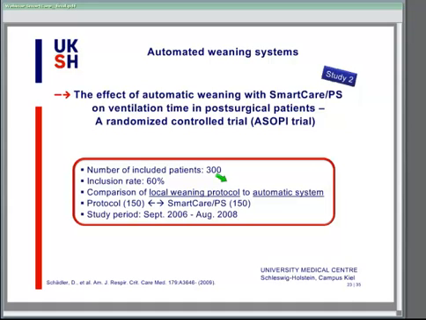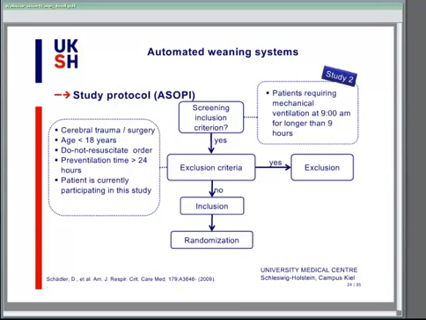We included 300 patients in our study. We had an inclusion rate of 60%, and, comparable to Lelouch and co-workers, we randomly compared a local strict weaning protocol with the automatic weaning system SmartCare, and the study lasted for 2 years. So here's the design that we chose.